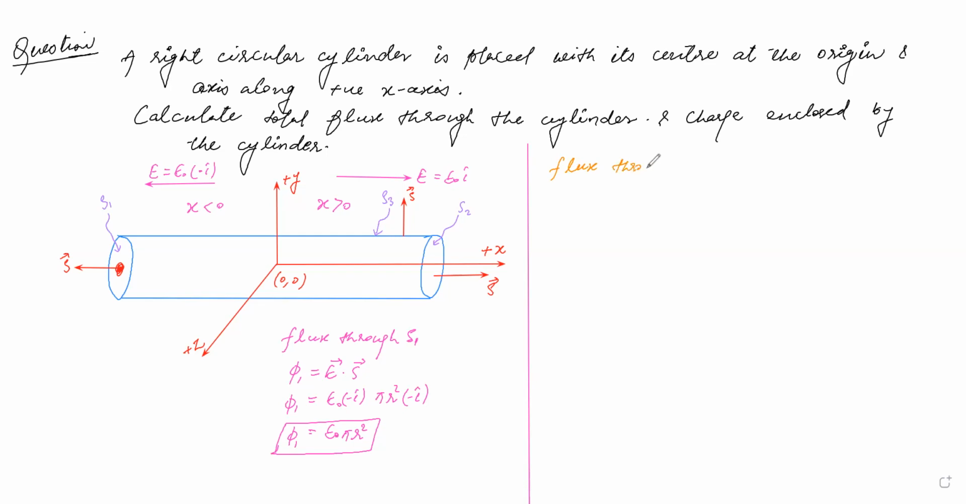Similarly, flux through S2, this is your phi 2. You can say phi 2 is once again E dot S. E is your E naught I cap, and S is pi r square I cap. Again finally, we get E naught pi r square.